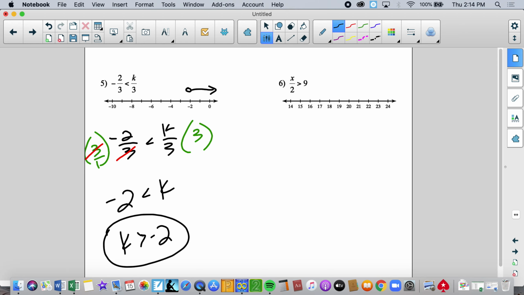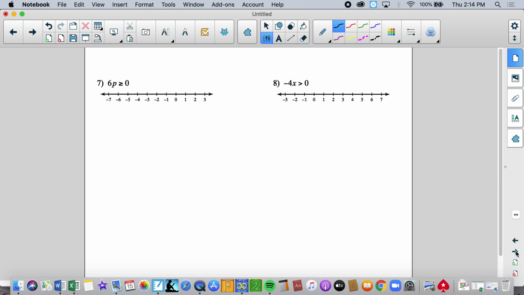Take a second. This is number 6. x over 2 is greater than 9. When you're ready, unpause the video. So 2 is dividing my variable. The inverse of dividing by 2 is multiplying by 2. x is greater than 18. Open circle, going to the right.